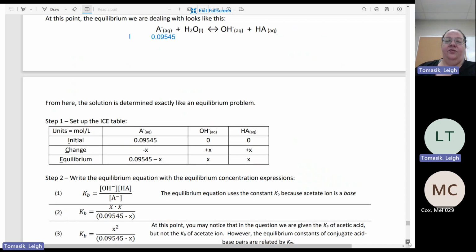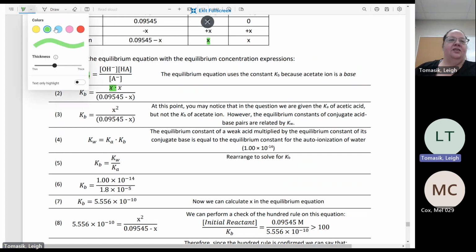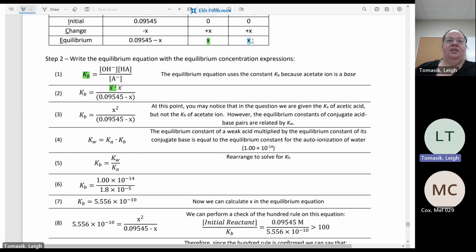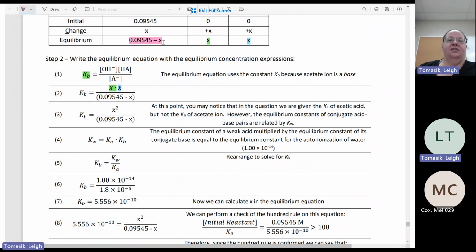So now we can use our Kb for the conjugate base, and we can set up using the equilibrium expression. So this X comes from here. This X is this X. And this becomes this. So we have our Kb expression, and this setup here.